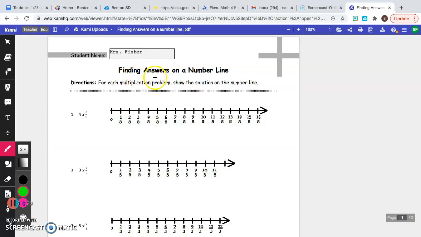If you look, it says finding answers on a number line. For each multiplication problem, show the solution on the number line. So here's our first one. Bear with me while I'm using the drawing tool. It is kind of tricky, and the same goes for you when you're doing this. So just try to take your time and do the best that you can.